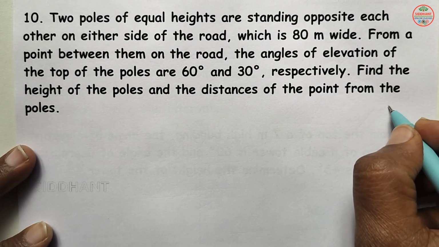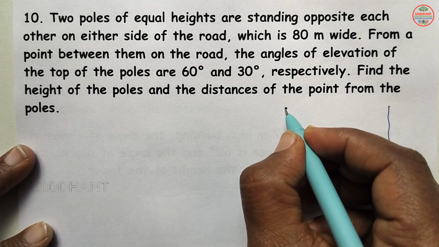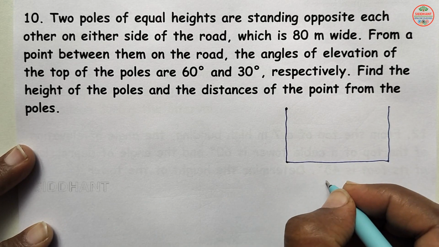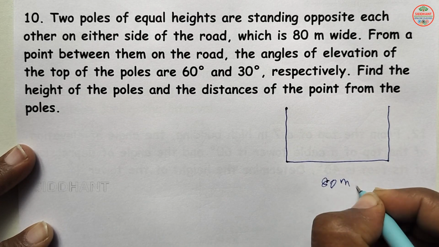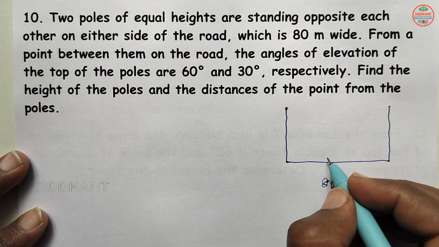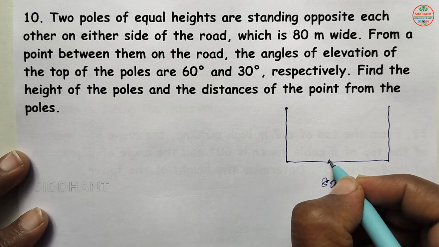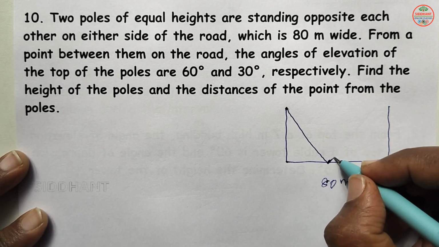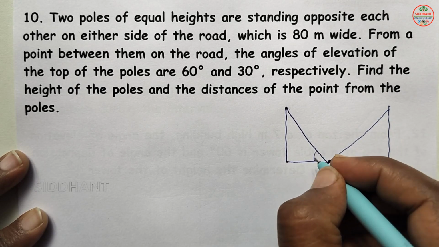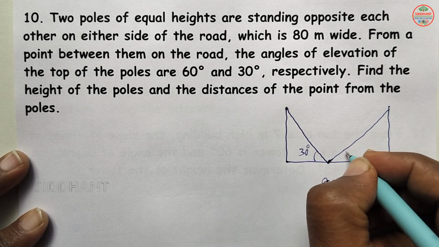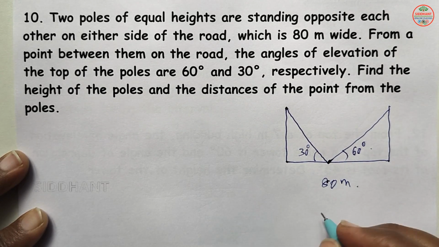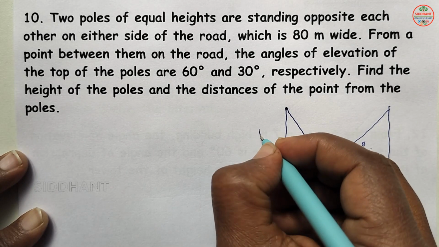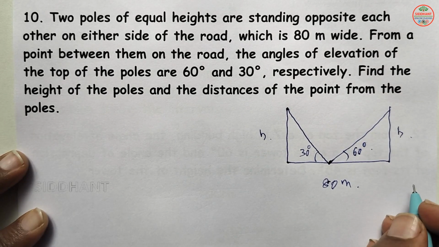So here we are going to see two poles, and the distance between these poles is given, which is 80 meters. Take one point, say this point, with the angle from this pole to here and the angle from this pole to here. Let it be 30 degrees here and 60 degrees at this pole. We are going to find the height of the poles, so this is H and this is H.